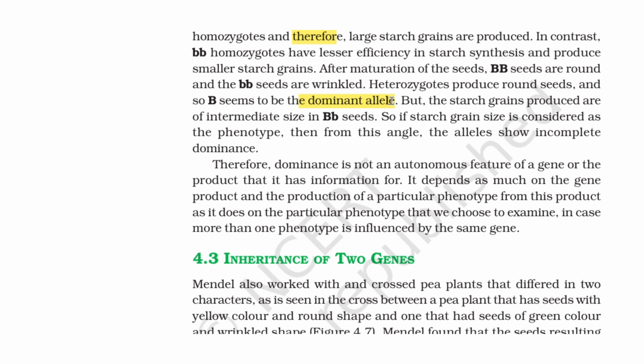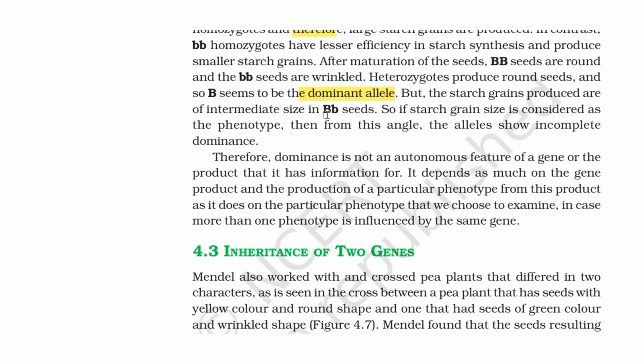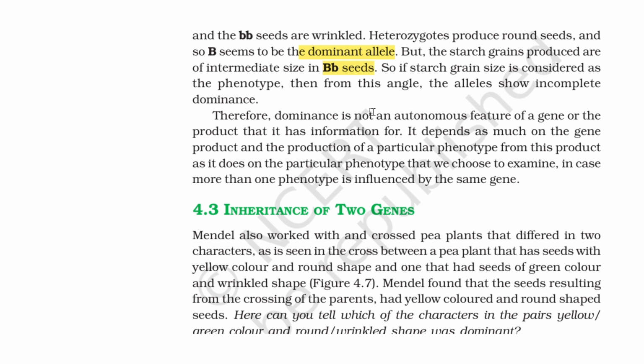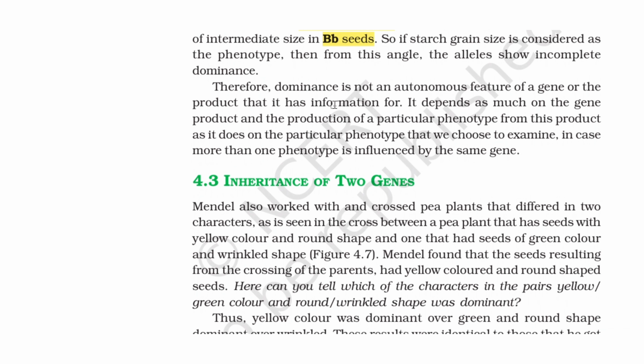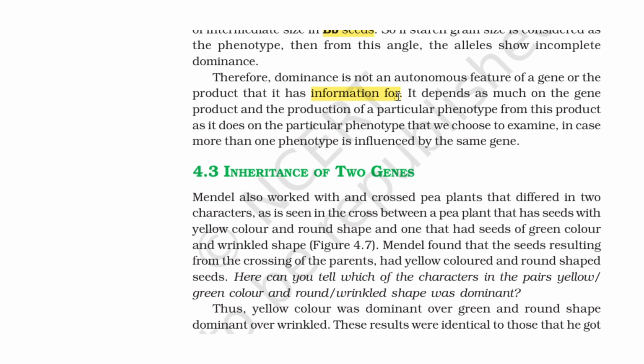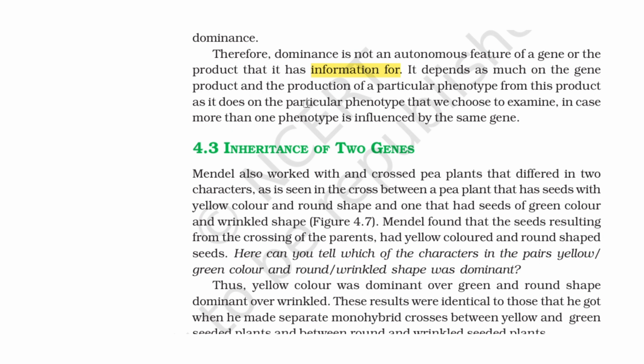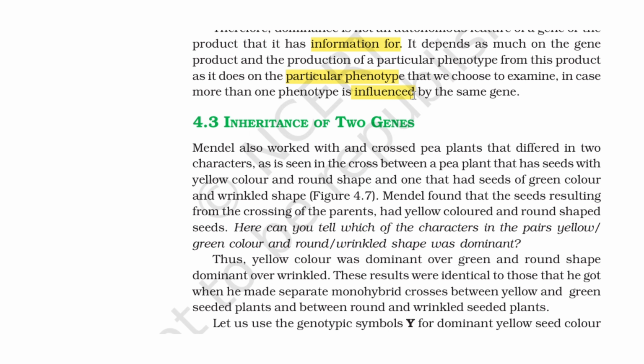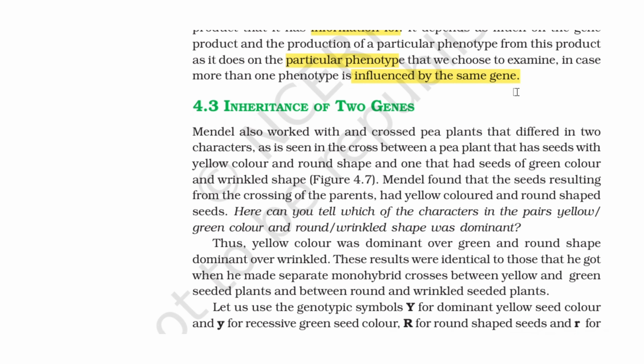But the starch grains produced are of intermediate size in Bb seeds. So if starch grain size is considered as the phenotype, then from this angle, the alleles show incomplete dominance. Therefore, dominance is not an autonomous feature of a gene or the product that it has information for. It depends as much on the gene product and the production of a particular phenotype from this product as it does on the particular phenotype that we choose to examine, in case more than one phenotype is influenced by the same gene.